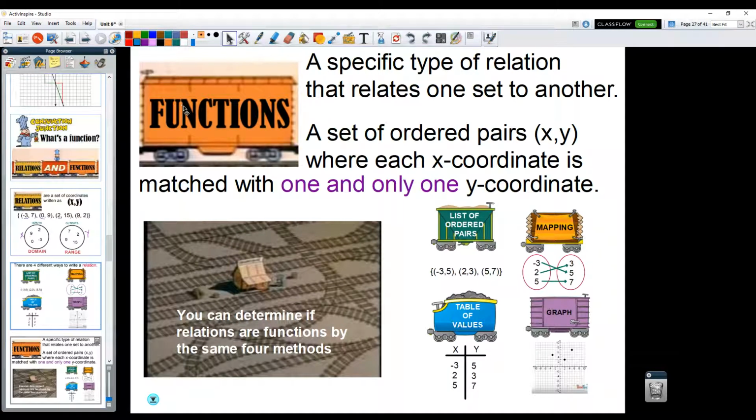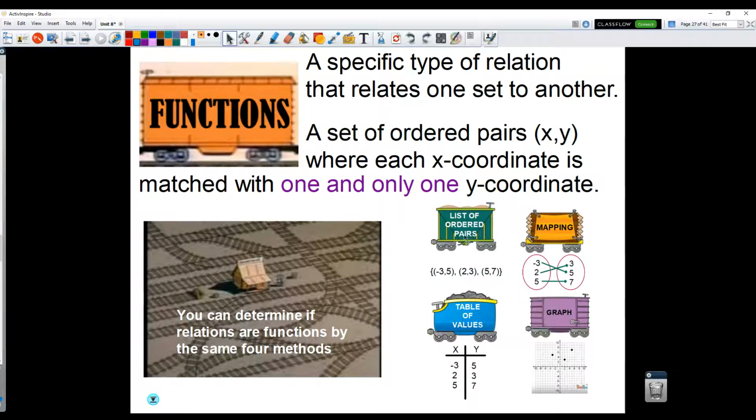A function is a specific type of relation that relates one set to another: a set of ordered pairs (x, y) where each x coordinate is matched with one and only one y coordinate. You can see that functions are relations, and they can also be represented in the same way: a list of ordered pairs, mapping, table of values, and graphing.